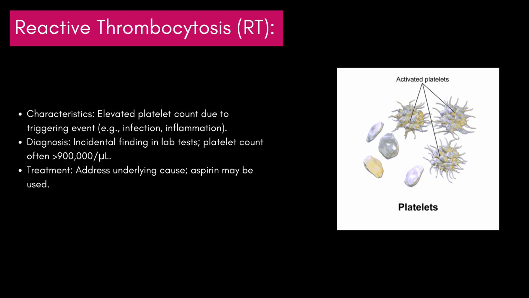Let's take a look at reactive thrombocytosis, also known as RT. Characteristics: elevated platelet count due to triggering event, for example, infection, inflammation. Diagnosis: incidental finding in lab tests, platelet count often greater than 900,000 per microliter. Treatment: address underlying cause, aspirin may be used.